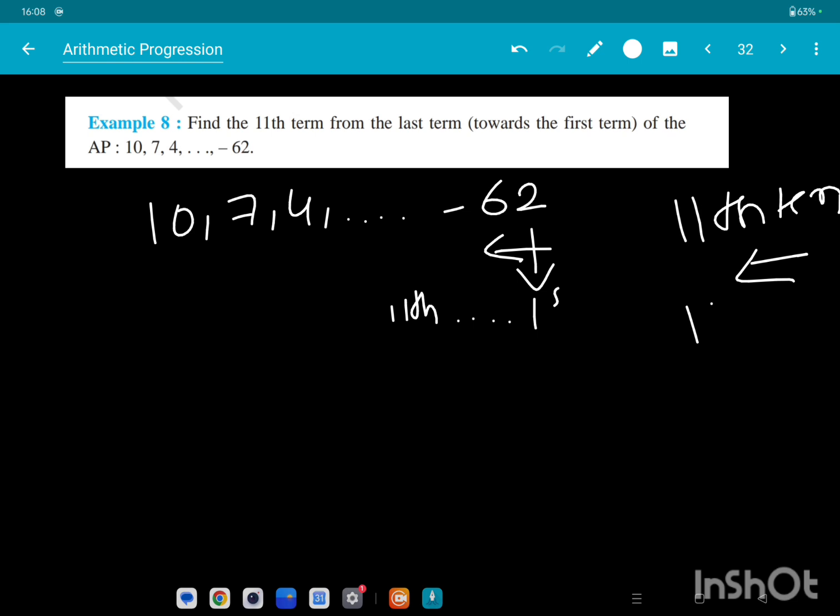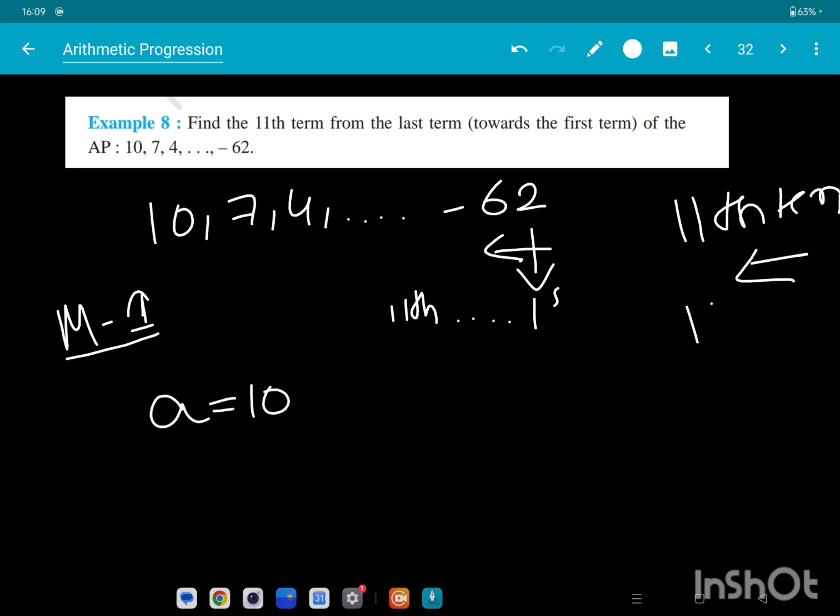How can we find it? There are two ways to find these types of questions. First I will tell you the first method. Method one: first I will write what the first term is here. It is 10. I will tell you how I can do it.